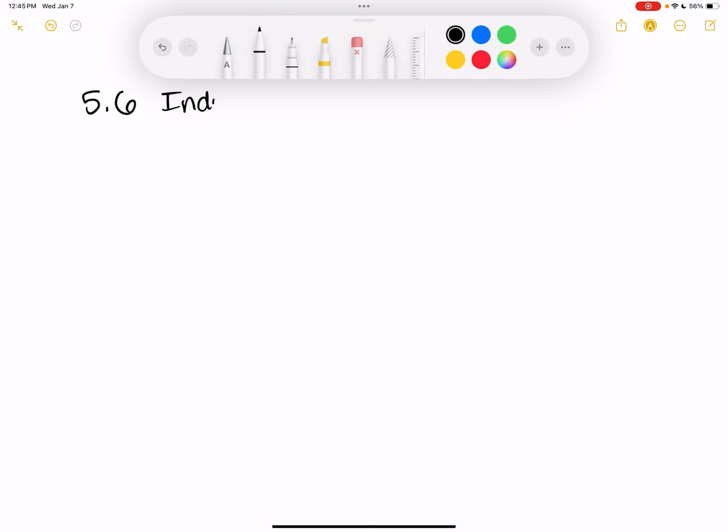5.6, indirect proof and inequalities in two triangles.